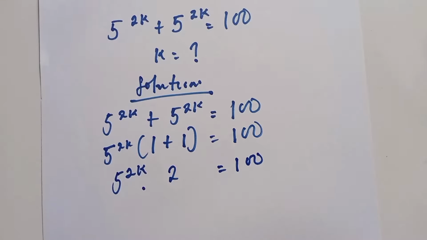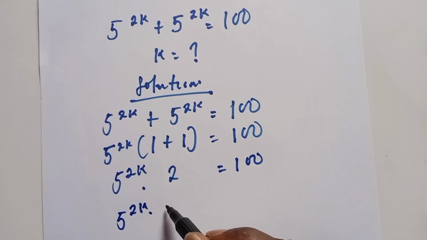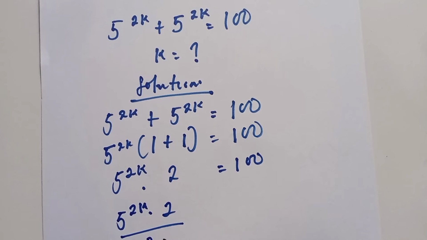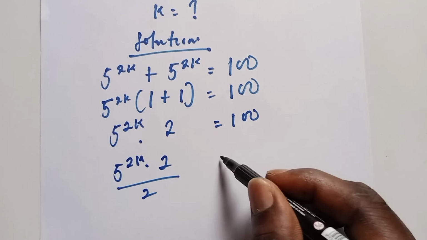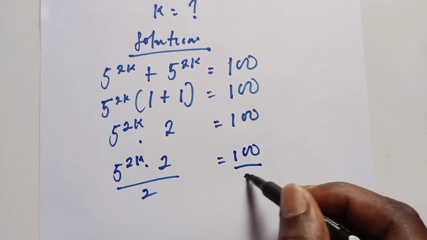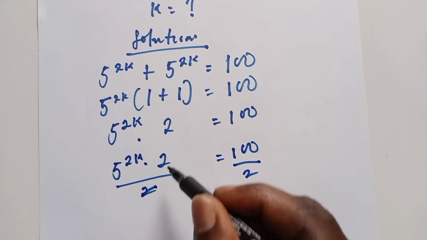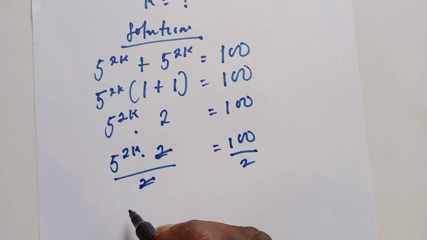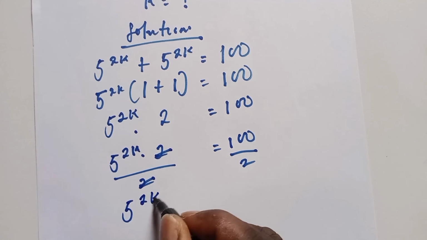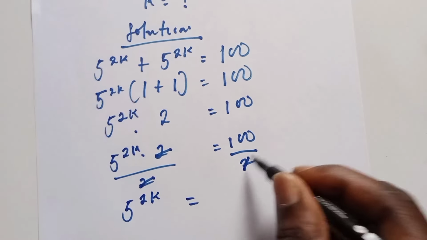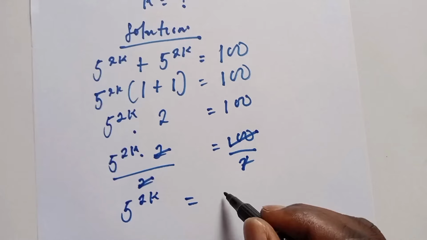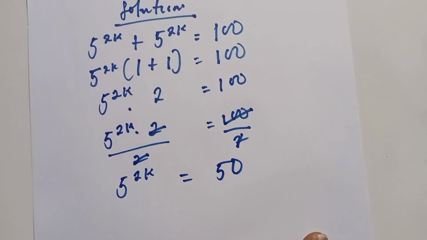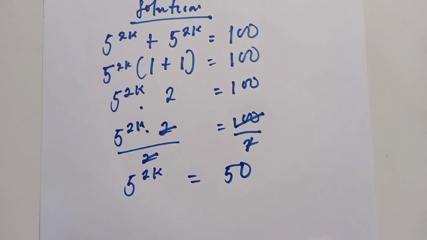From here, we divide both sides by 2 so that 5 raised to power 2k can stand alone. So if we do that, we have 5 raised to power 2k times 2 divided by 2 is equal to 100 divided by 2. Now we cancel 2 and we are left with 5 raised to power 2k equal to 100 divided by 2, which is 50. Now we have 5 raised to power 2k is equal to 50, but we are looking for k, so we have to solve for that.